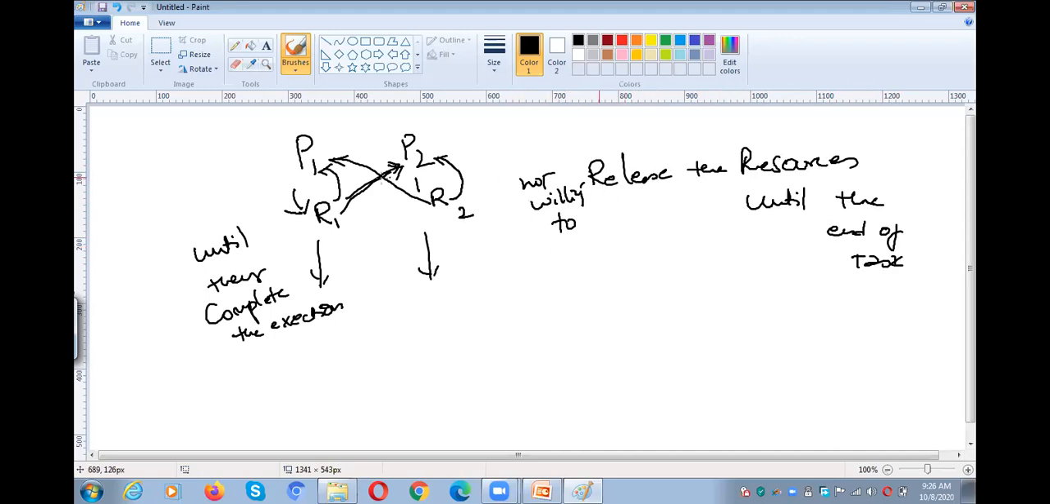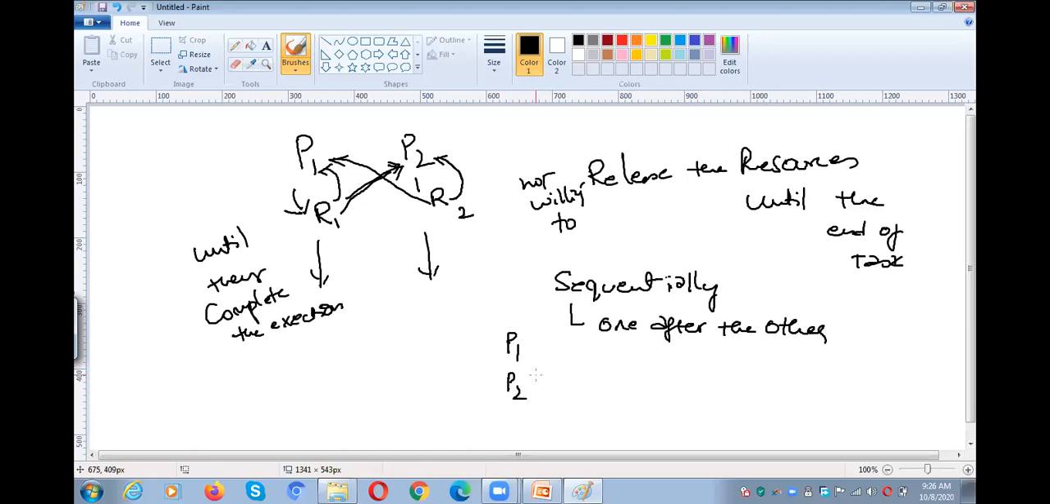Why did this problem happen? If these two processes are executed sequentially, there might not be a problem. Why? Because sequential execution means one after the other: P1 completes its execution, and only then P2 starts its execution. That is called sequential execution. But in our model, P1 and P2 both are trying to execute concurrently. Concurrently means in parallel, at the same time.